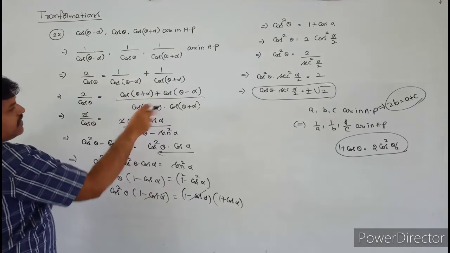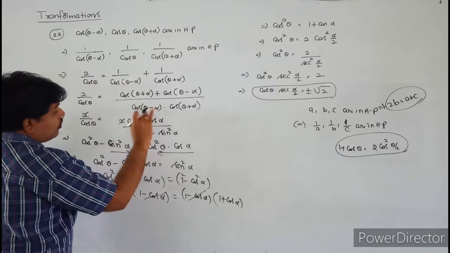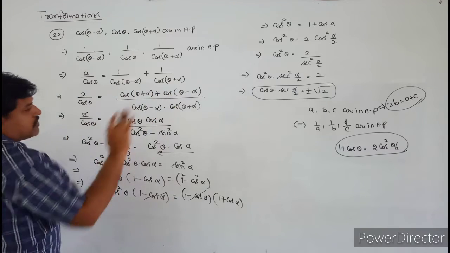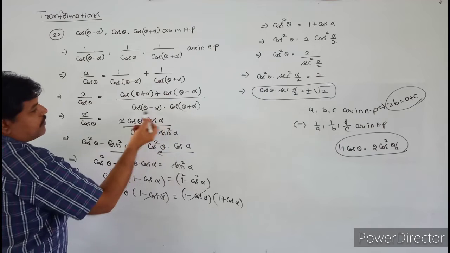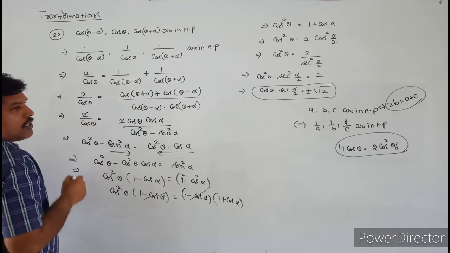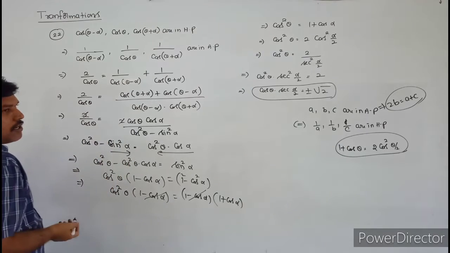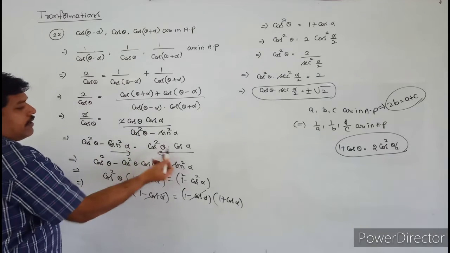So take that LCM, cos of a plus b plus cos of a minus b, in the denominator cos of a plus b into cos of a minus b. Cos of a plus b plus cos of a minus b formula is 2 cos a cos b. Cos of a plus b into cos of a minus b is cos square a minus sin square b. And you can cancel the 2 on both the sides and take the cross multiply. You will get that cos square theta minus sin square alpha is equal to cos square theta into cos alpha.